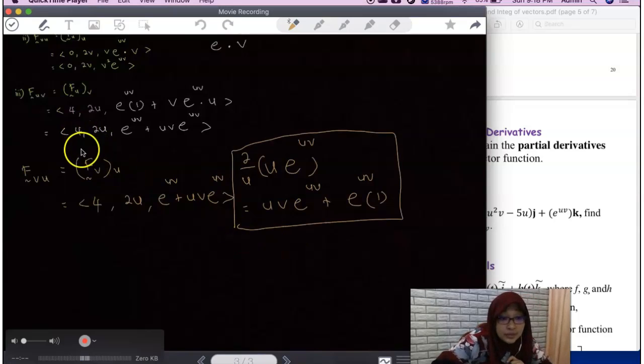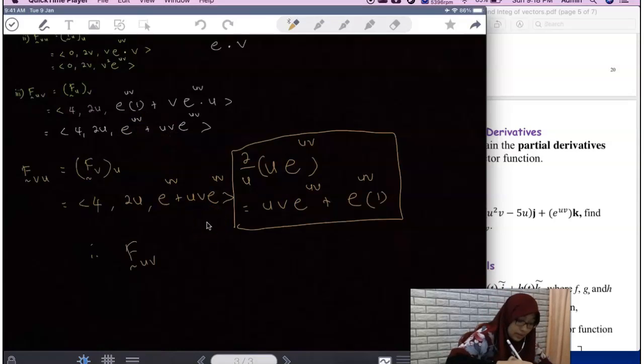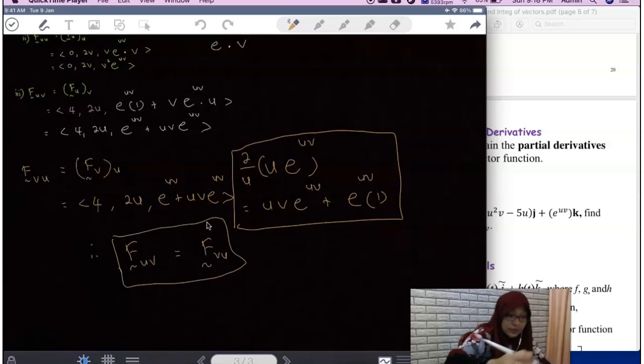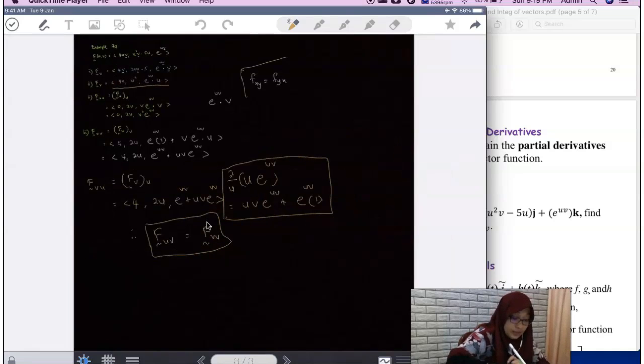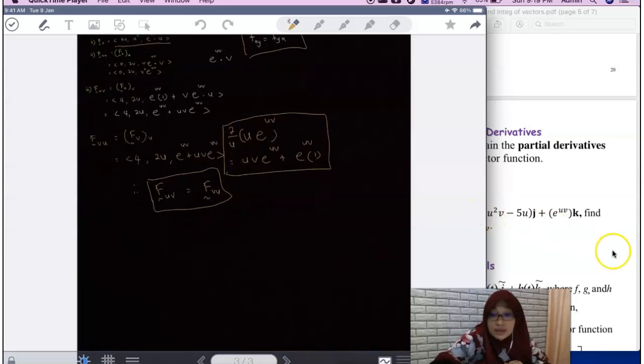Now compare the f_uv and f_vu. You got 4, you got 2u, and this one you have e^(uv) plus uv e^(uv). So we got the same. So we can say that f_uv is equal to f_vu. This result is actually the same as for the regular function. For second order mixed partial derivatives, the value and the expression will be the same.